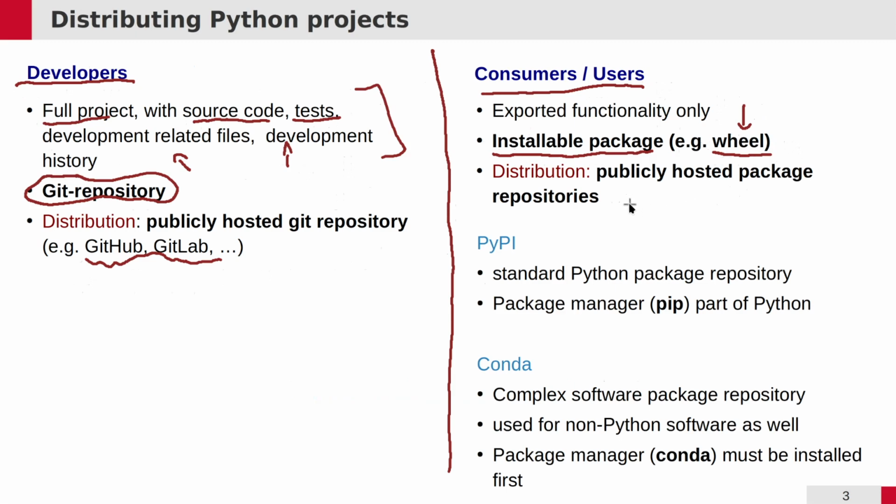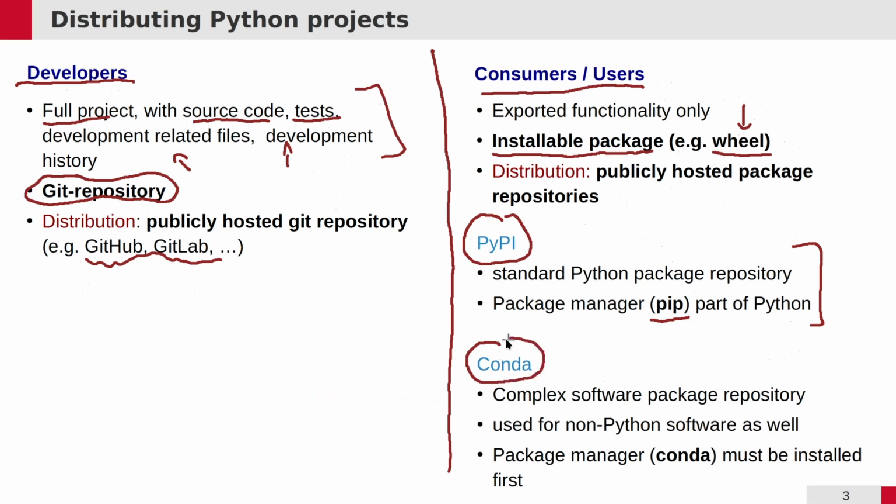You can give these wheel packages to the users just by uploading them to some website, or you can use publicly hosted package repositories. And there are two such package repositories in the Python world which I use. The first is PyPI, which is basically the standard Python package repository. And actually the command line tool pip is even part of Python. In this video, I will show you how to handle this pip tool and how to install packages via pip under Python. The other one, which we already know, of course, is Conda.